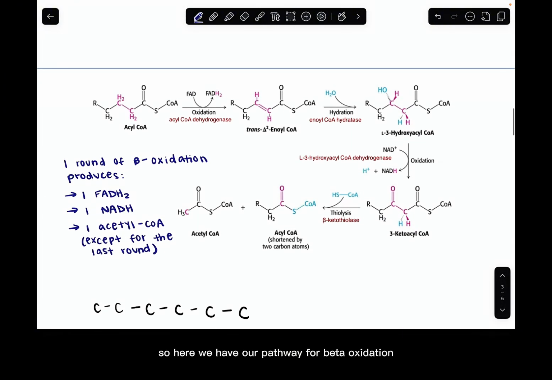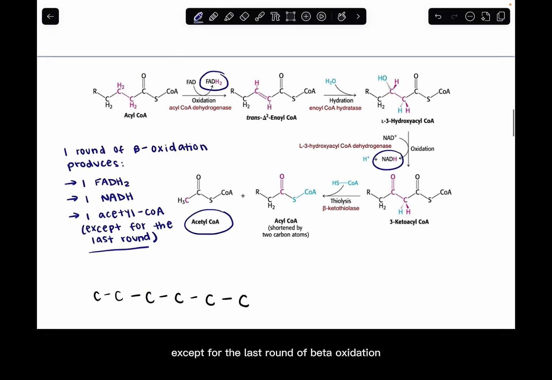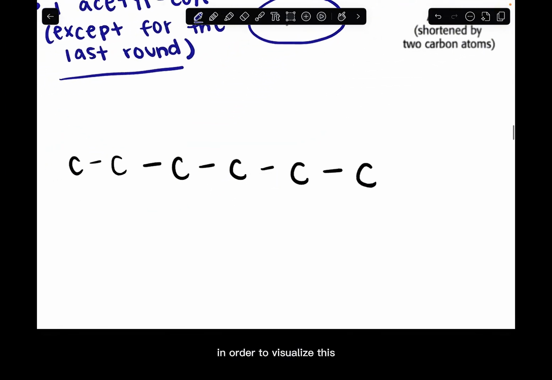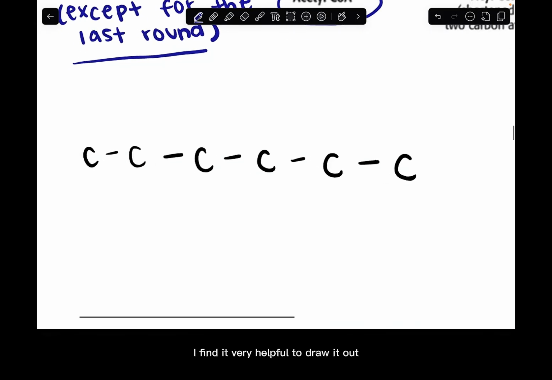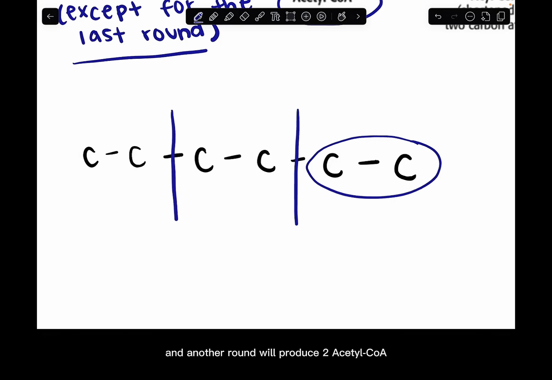So here we have our pathway for beta oxidation. One round of beta oxidation produces one FADH2, one NADH, and one acetyl-CoA, except for the last round of beta oxidation, which produces two acetyl-CoA. In order to visualize this, I find it very helpful to draw it out. So here we have our C6 fatty acid. One round of beta oxidation will produce one acetyl-CoA, and another round will produce two acetyl-CoA.